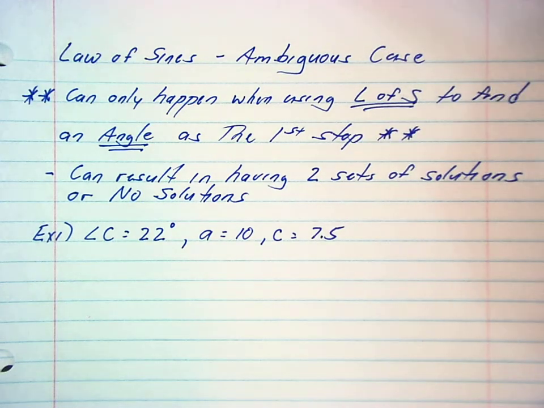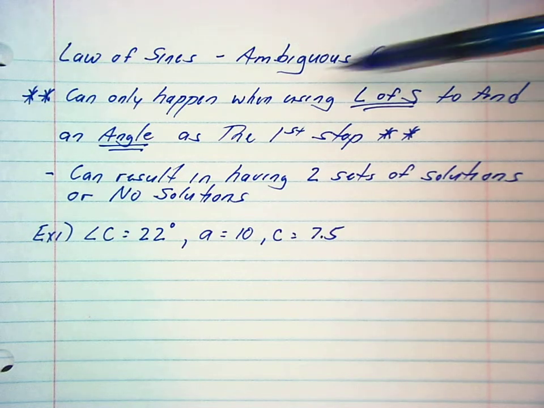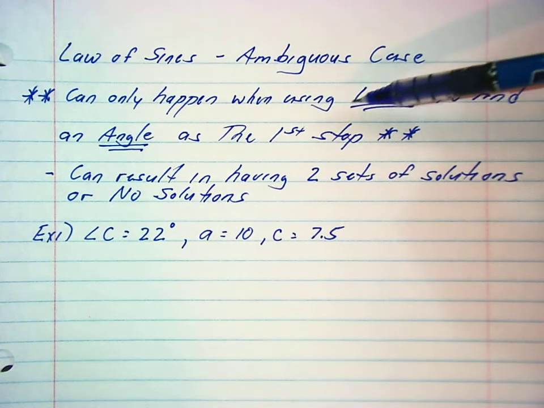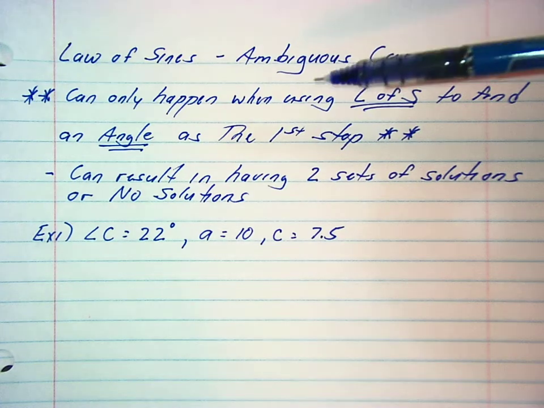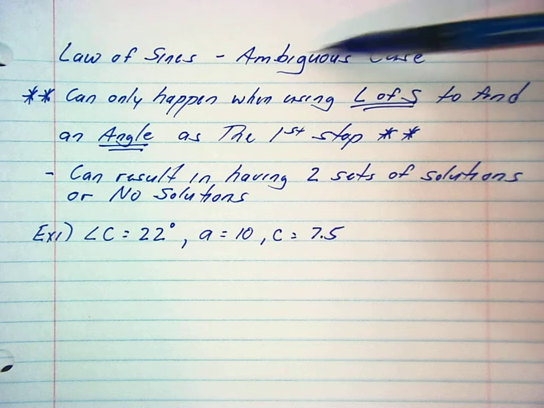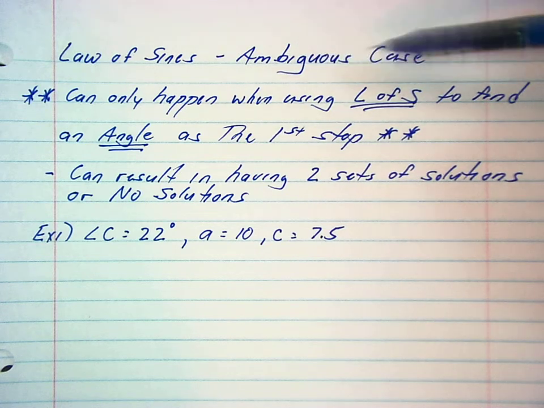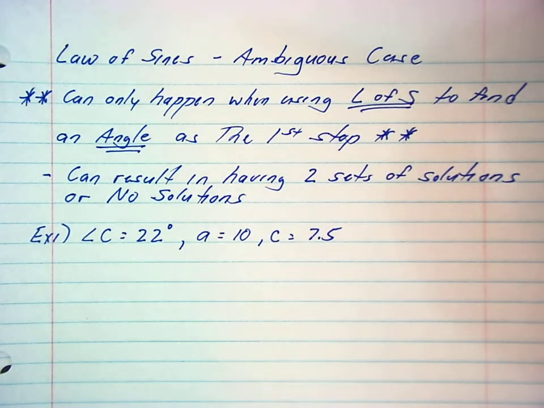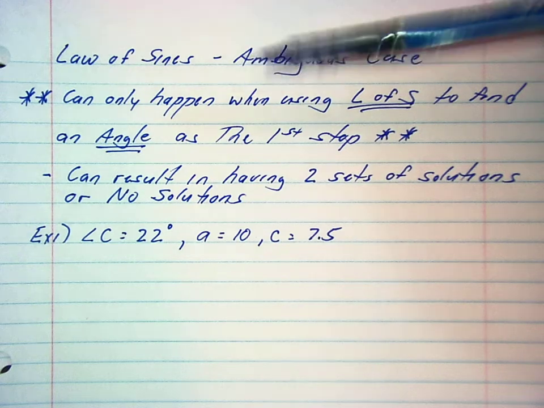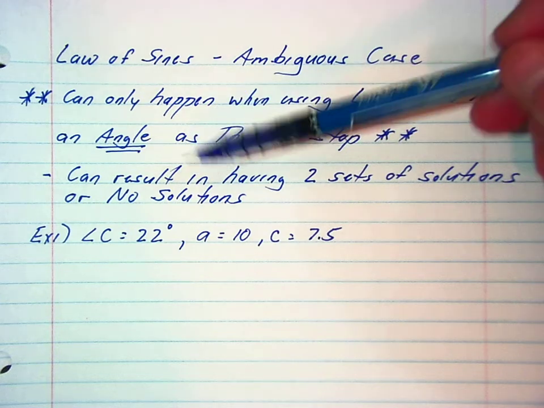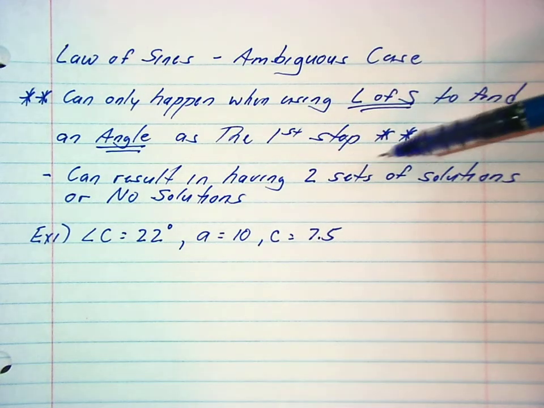First of all, let's talk about when this can happen. You can only get this ambiguous case when you're doing the law of sines to find an angle as the very first step, which means if I give you, say, two angles and a side, and you do the law of sines to find a side, it's impossible to have what's called the ambiguous case. So the scenario has to be law of sines, and you have to be finding an angle right off the bat. Now, what's up with the ambiguous case is, like I said, it doesn't affect how you do the problem, but you can end up with two different sets of solutions.